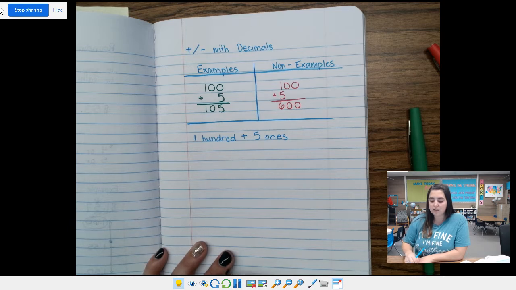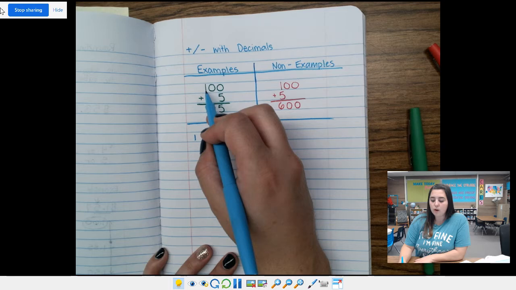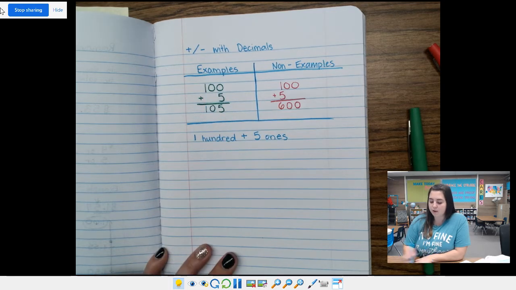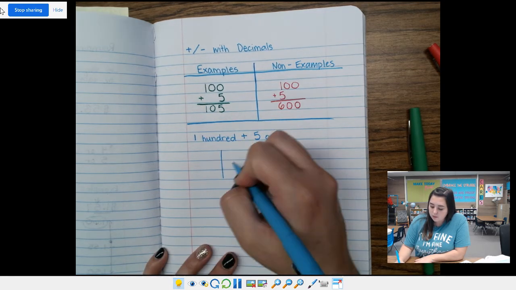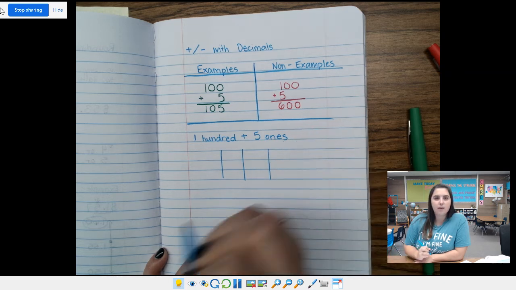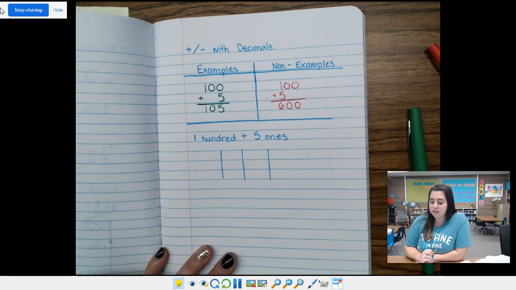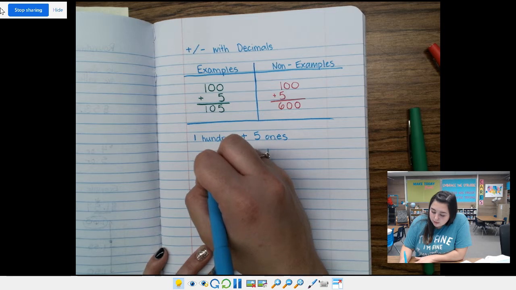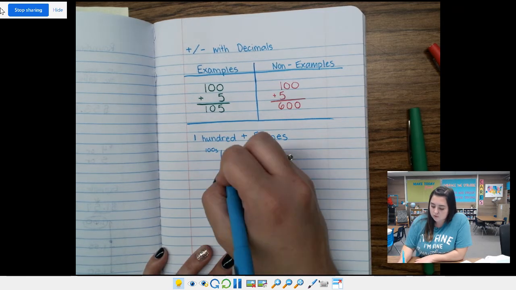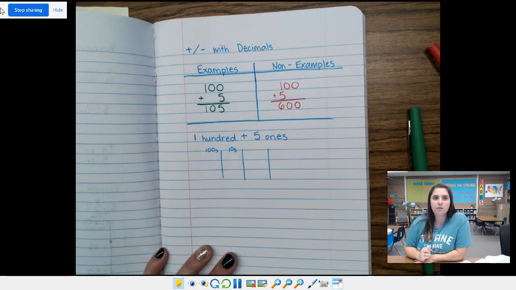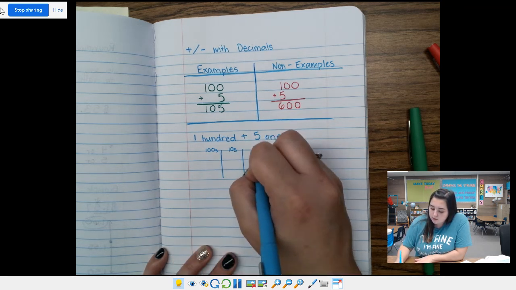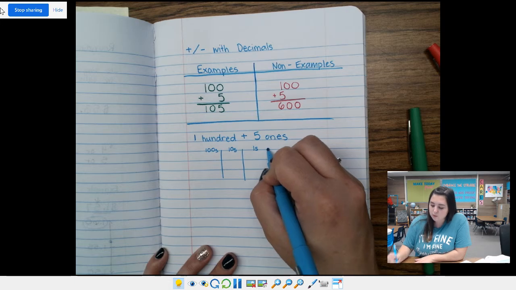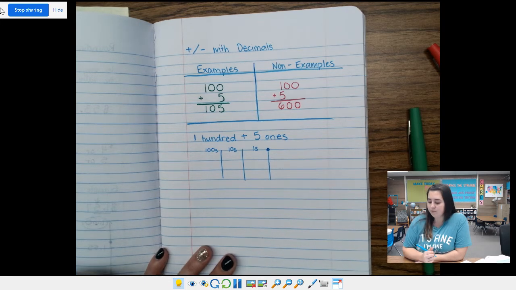The second thing I want us to do is draw a little place value chart so we can show why the 1 and the 5 aren't being added together. So down below, I'm going to draw maybe 3 lines. Let's label these columns. So this is going to be my hundreds. This will be my tens. And this will be my ones, which means my decimal would go at the very end.